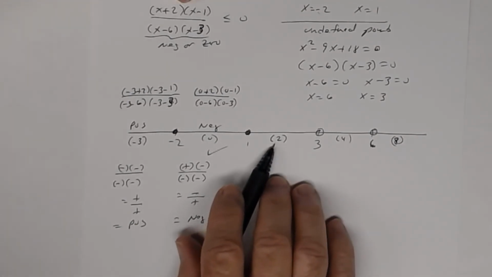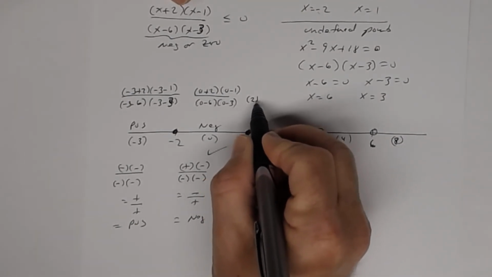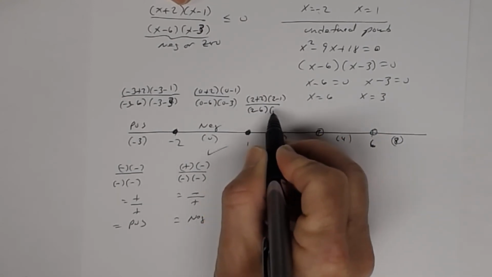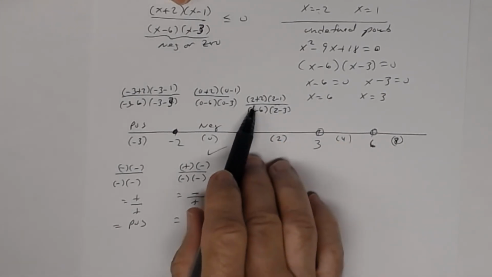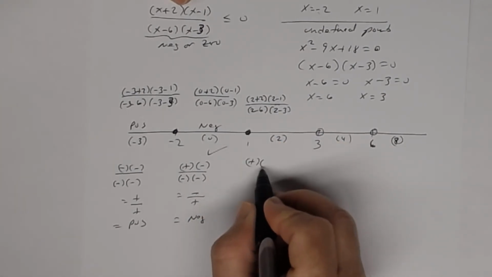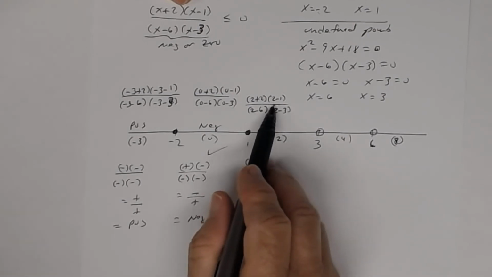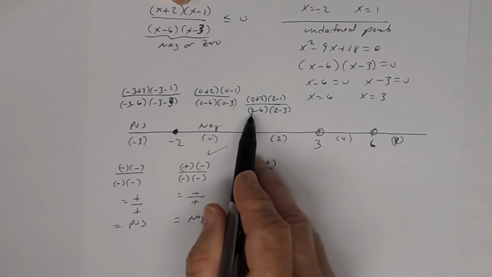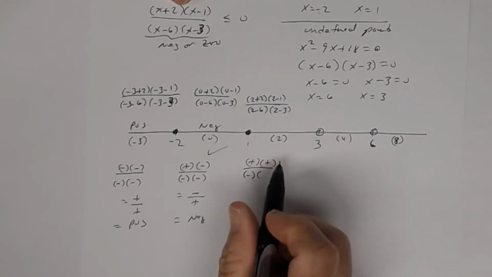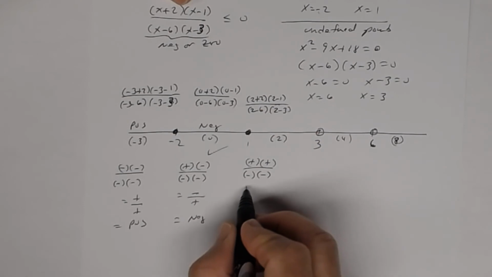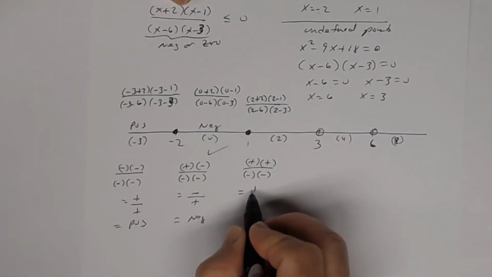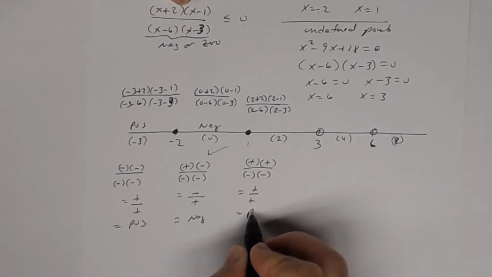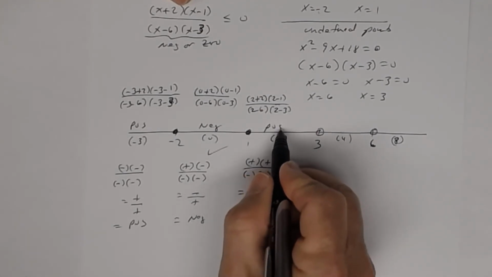Go to the next one, 2. So we have 2 plus 2 times 2 minus 1, over 2 minus 6, times 2 minus 3. 2 plus 2 is positive 4, so positive, times 2 minus 1 is a positive 1, so a positive. In the denominator, 2 minus 6 is a negative 4, so that's negative. 2 minus 3 is a negative 1, that's negative. So a positive times a positive is a positive. A negative times a negative is a positive, and a positive divided by a positive is a positive. So this interval is positive.